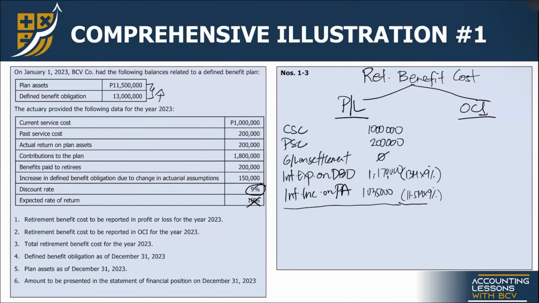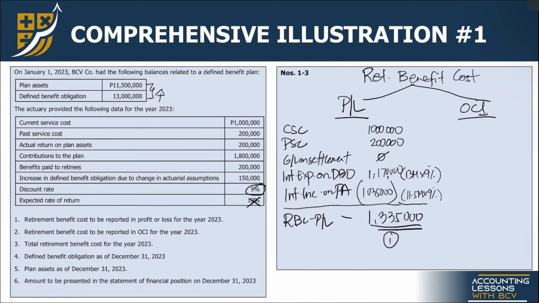1,035,000. Oops. Dahil interest income yan, magne-negative yan dito. Okay? Sige. So, how much is the retirement benefit cost na ipepresent sa P&L natin? Sige, summarize na. That will be how much? Answer, 1,335,000. So that's your answer for number 1. Okay?